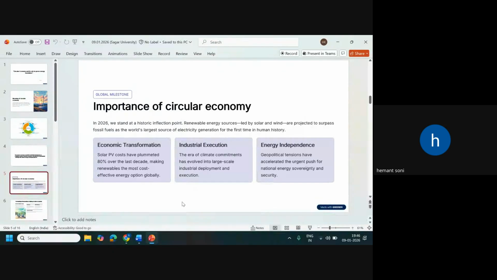Then energy independence. Now, geopolitical tensions have accelerated the urgent push for national energy sovereignty and security. As you might have seen, very recently, the US has taken away the president of Venezuela. So ultimately, that boils down to the fact that Venezuela has the world's highest reserves of petroleum crude. So they may be saying anything, but it ultimately boils down to that. So that is why the circular economy is very important. It actually short circuits. It reduces the distance between where we are now and where we want to go, by encouraging more research and also putting that research into production.